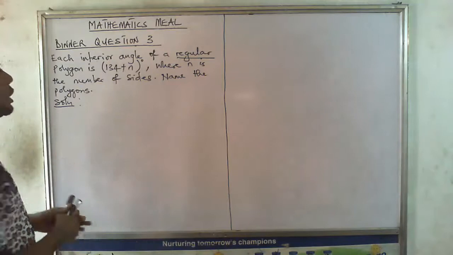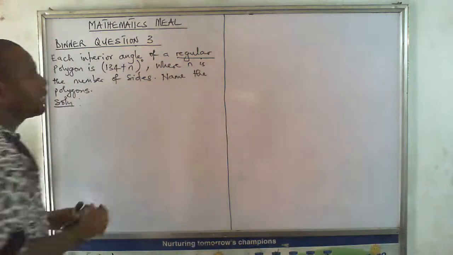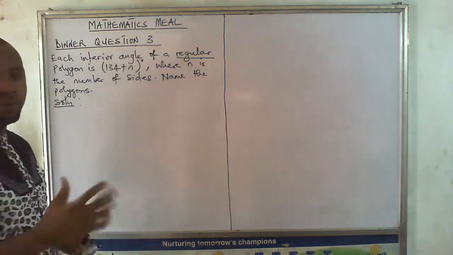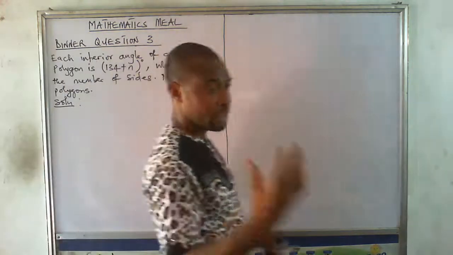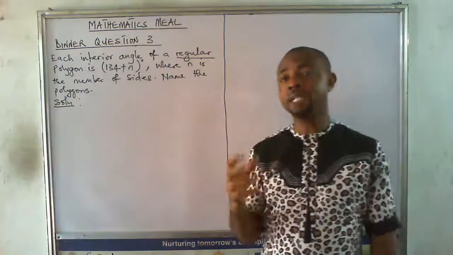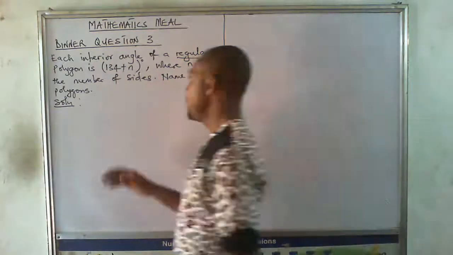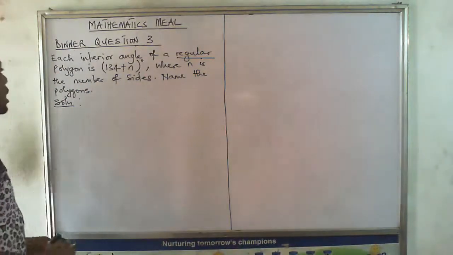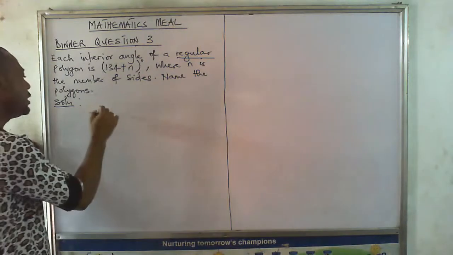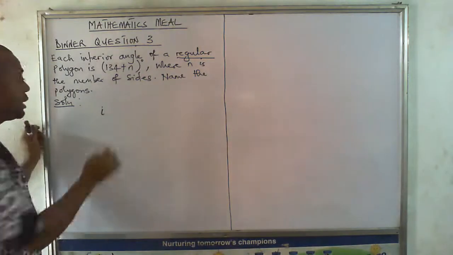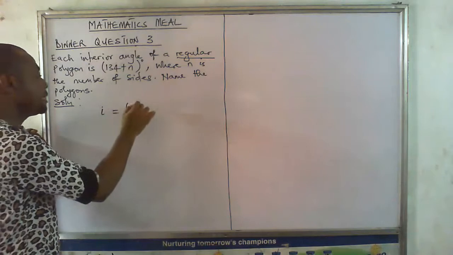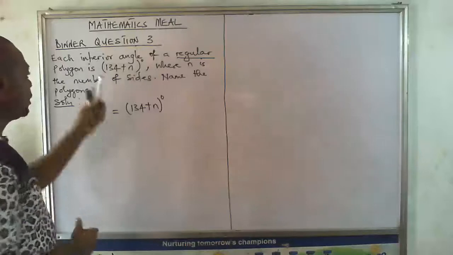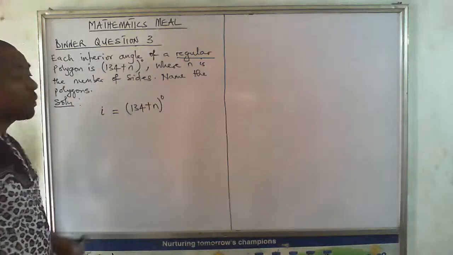Now, first of all, the joy here is that this polygon is a regular polygon, and we have been given the interior angle. For you to name a polygon, you must find the number of sides of the polygon, because polygons are named depending on the number of sides. So if we must name this polygon, what they are actually asking us is to find n, the number of sides. For regular polygons, the interior angle we usually represent with I. So I is equal to 134 plus n degrees. That's what they say in the equation.